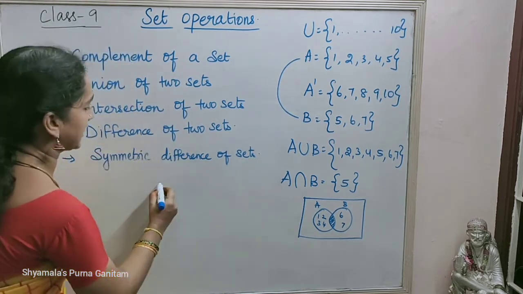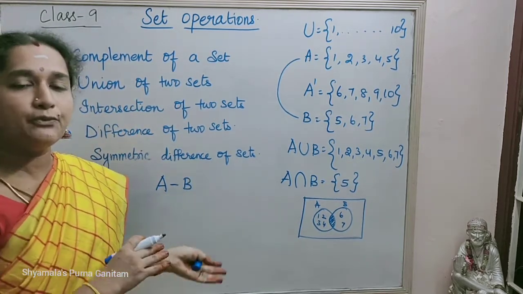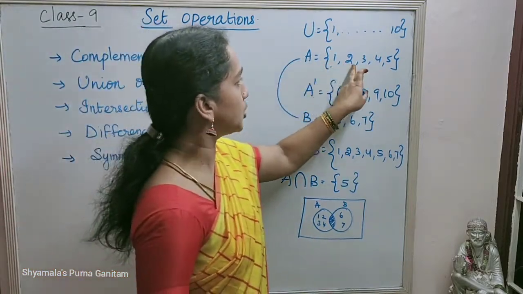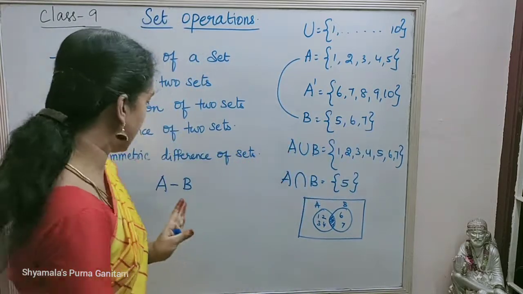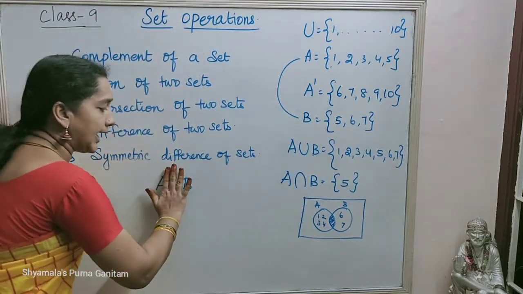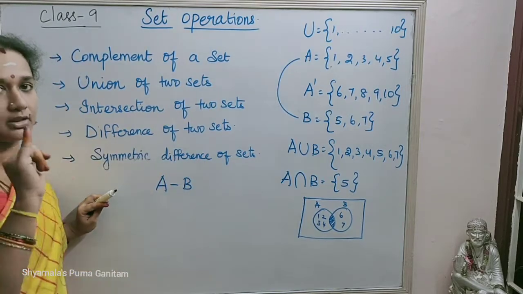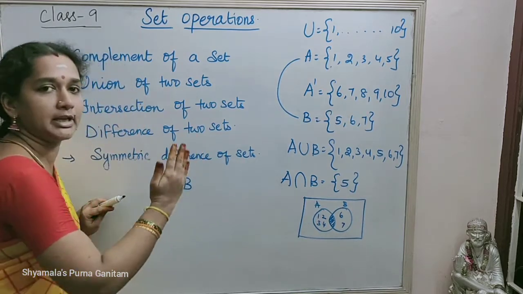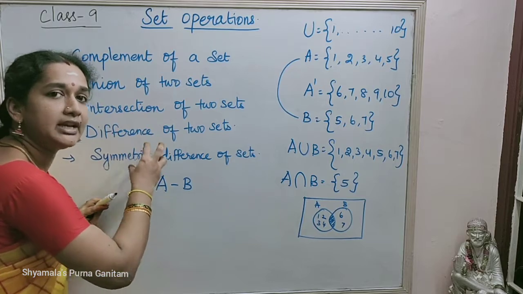Then the next one is difference of two sets. That is, we will write it as A minus B. Okay, difference between the two sets. The same two sets: A is 1, 2, 3, 4, 5 and B is 5, 6, 7. For A minus B, first you have to check the common elements between A and B, and we will remove that common element from A. That is, in the first set, we will write that alone.